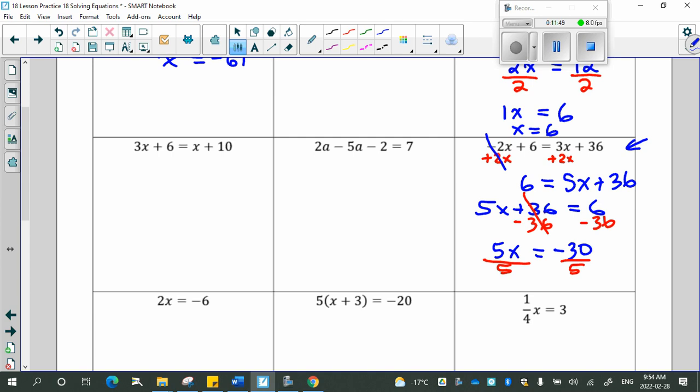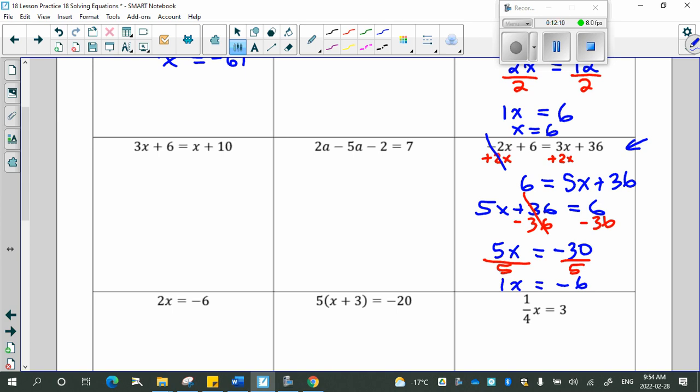And then 5 divided by 5 is 1. So I have 1x now, which is what I want to know. The goal is to know what 1x is worth. And negative 30 divided by 5 is negative 6. Okay, negative 30 divided by 5 is negative 6.